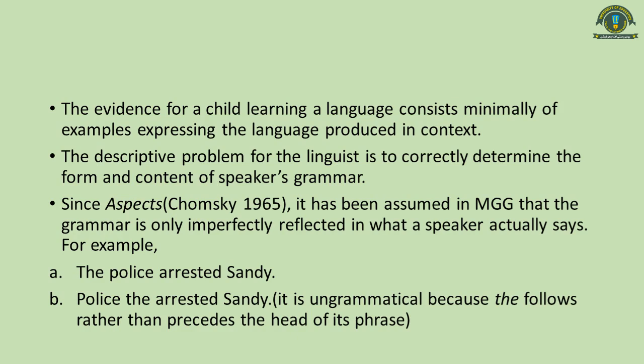The child learns the language in this way, being fully exposed, and learns the various strings of words and how these words are to be arranged in a proper order, step by step. In the learning of child language comes the one word stage, the two word stage, the three word stage, and at last the stage when the child is capable of making strings of sentences. The descriptive problem for the linguist is to correctly determine the form and content of the speaker's grammar.